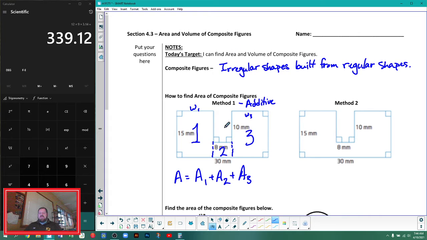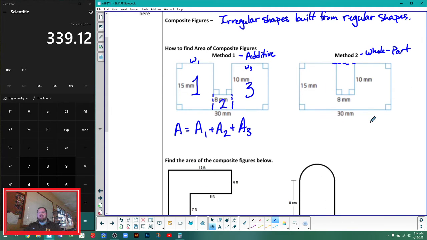In the second method, anytime that the first one doesn't work out, another possibility is to think about it as the whole minus a part. The way I'm thinking of this is that I have a big rectangle, and then I'm just taking a piece out of the middle, and that should be all I have to do. So let's take a look at that on this one, just to get a good idea of what I mean by that.